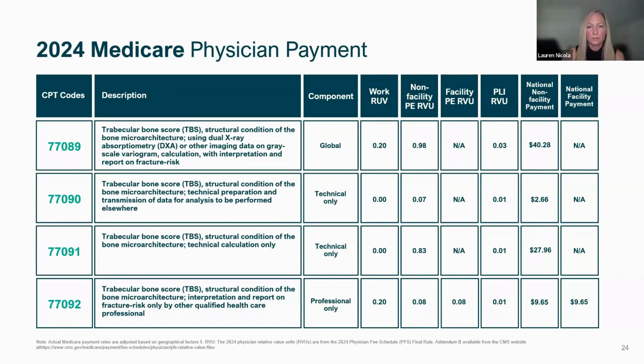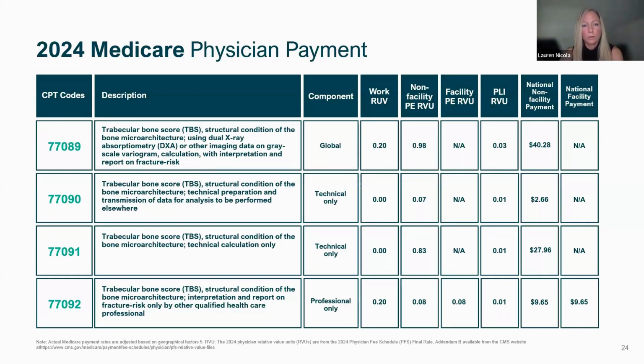Now, it's important to note this is almost identical to the DEXA payment. So for practices that are doing DEXA and TBS, it pretty much doubles your reimbursement compared to doing DEXA alone. The 090 is a technical only component. Remember, that's when the technical preparation and transmission of data is performed elsewhere. And that's a lower payment, as you can see.